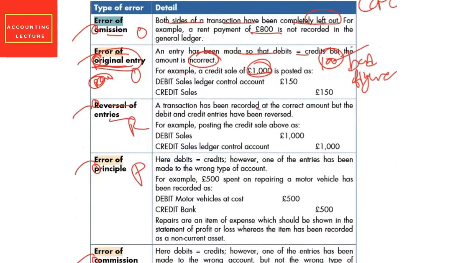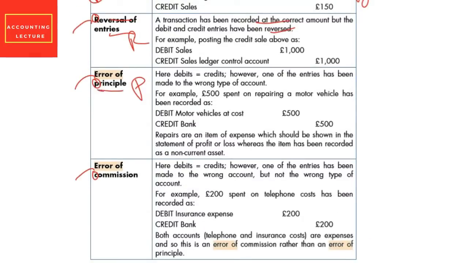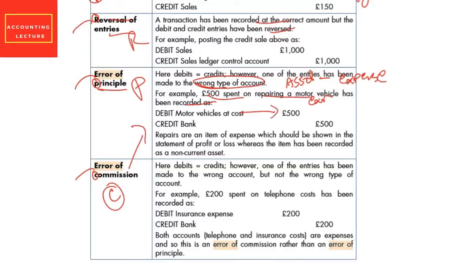Reversal, completely reversed. Where you should debit you did credit, and where you should credit you did debit. That's your reversal. Error of principal. Principal and commission are kind of alike, but error of principal is when you write the wrong type of account, like treating an asset as an expense, or vice versa. For example, £100 spent on repairing is an expense, but the motor vehicle has been recorded as debit, meaning asset debit, and bank credit. Bank is fine, but this is not fine. This should have been the expense.